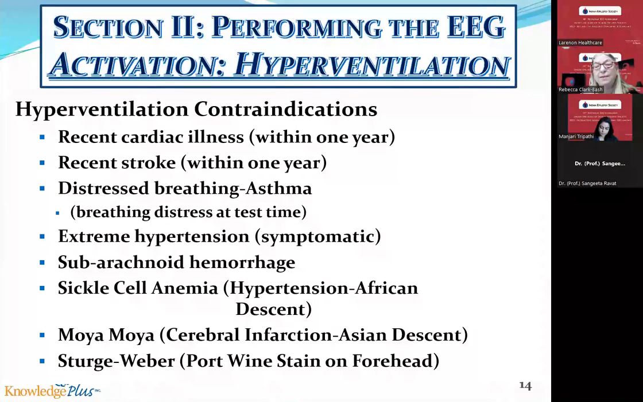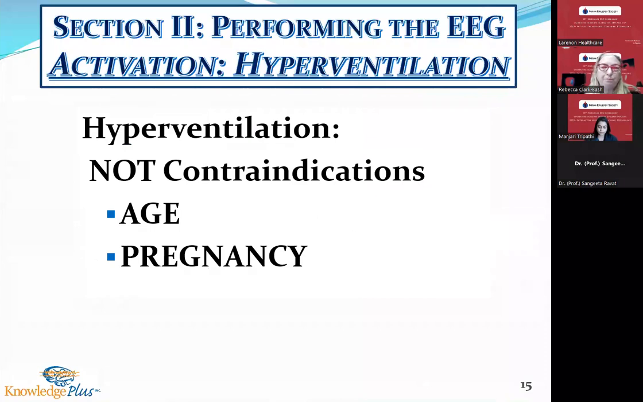Secondarily, of course, seizure or epilepsy more appropriately. And those patients, because of their cerebral vascular instability, we don't do hyperventilation on them. And then Sturge-Weber, that is a port wine stain on the forehead, diagnosed at birth. It's very obvious, these kids, but they cannot do hyperventilation either because of their vascular instability intracranially.